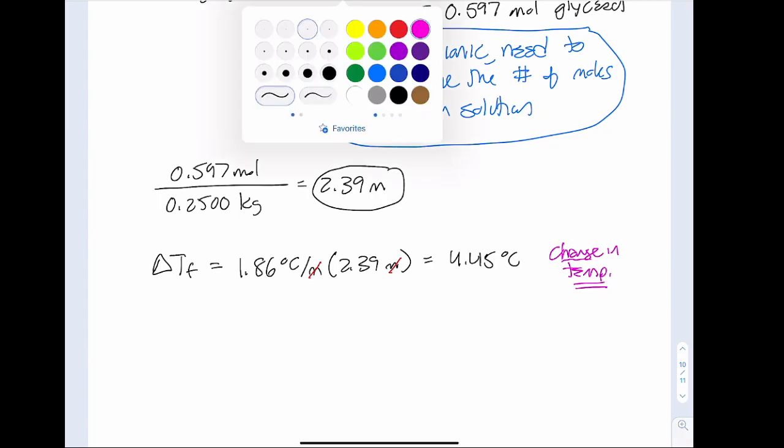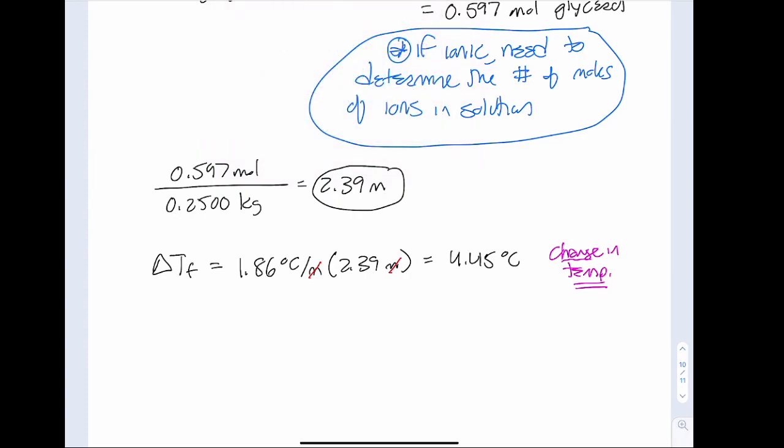So what I need to do, and we know to subtract because freezing point is depressed for solutions, is I need to take the freezing point of water, which is 0 degrees Celsius. I need to subtract that change, and I end up with a negative 4.45 degrees Celsius as my new freezing point, right? We weren't asked to calculate the change, we were actually asked to calculate that freezing point. So I do need to subtract it.